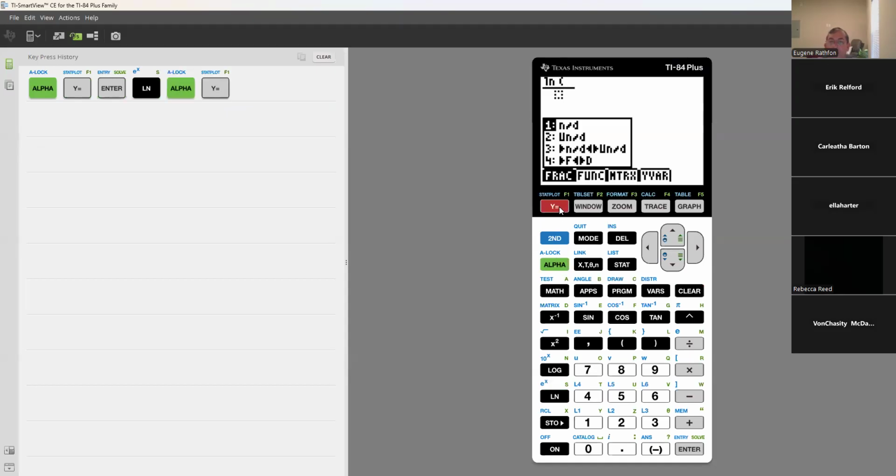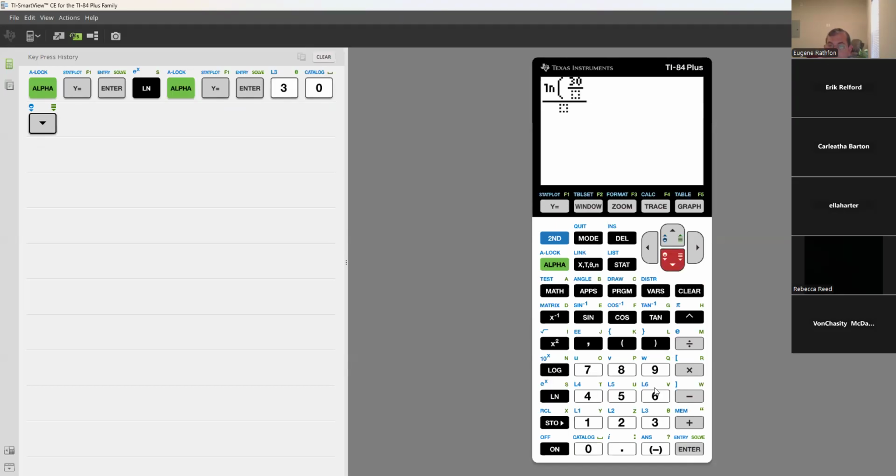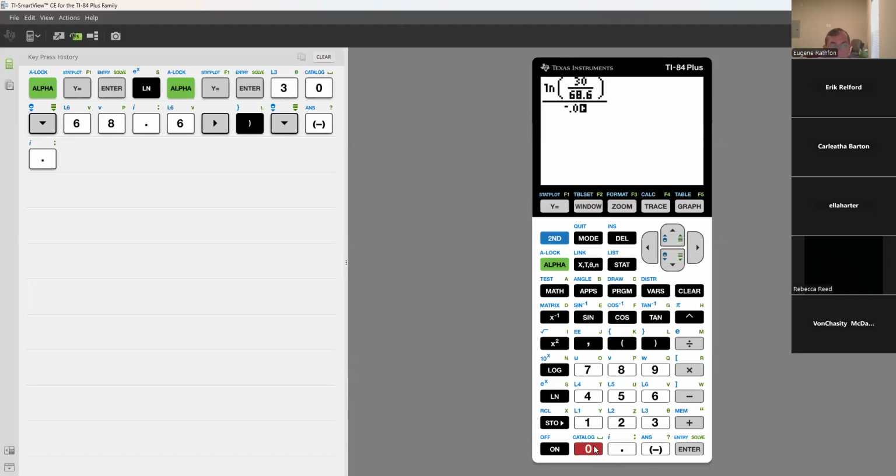All right, so I'm going to do my fraction. Right on top, I have ln. I'm going to do another fraction for that. On top was 30. On bottom was my 68.6. I'm going to arrow out from that and close my parentheses. And then I'm going to the bottom and I'm going to put in my negative 0.0101. Now, you're going to round this off to the nearest year.